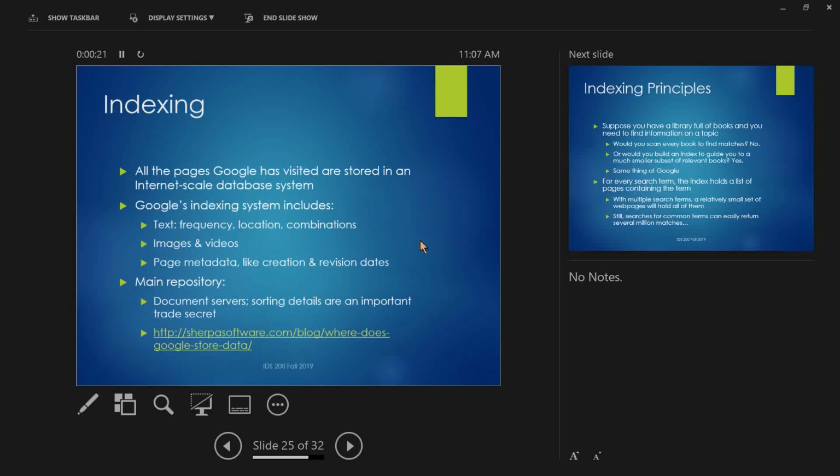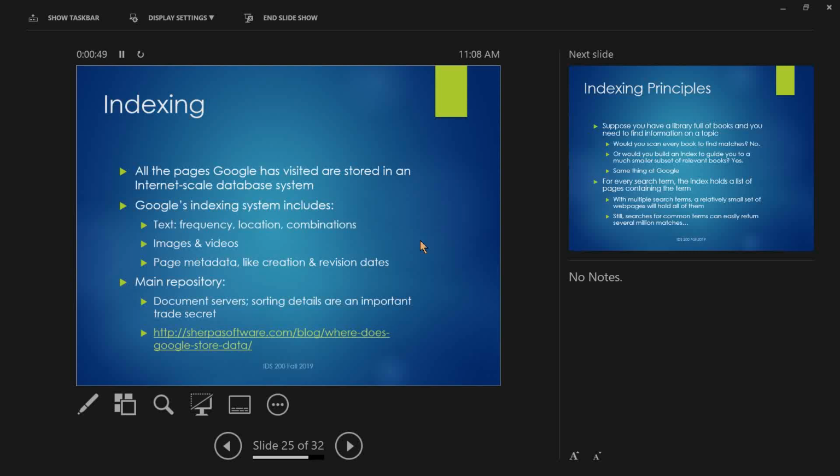Anyway, Google's indexing system looks at text: frequency, location, combinations, how the text appears on a page, images and videos, and page metadata, like creation and revision dates. All that information Google keeps. The main repository is a set of document servers. All the sorting details are basically Google's special sauce. They're part of a big, secretive trade secret operation, so they don't give you a whole lot of detail.